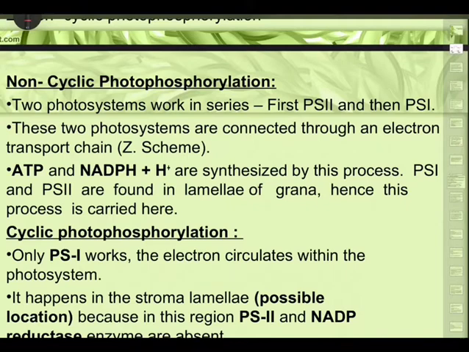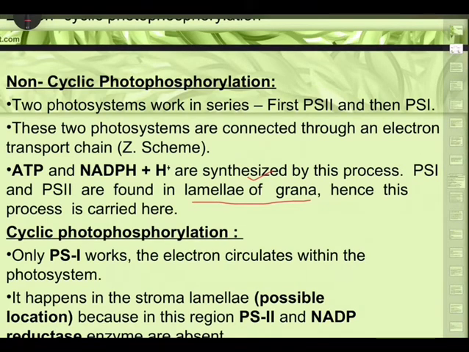And what happens in this? The difference between non-cyclic photophosphorylation and cyclic photophosphorylation. So two photosystems work in series. First it is PS2 and then PS1, then only the Z scheme. These two photosystems are connected through the electron transport chain, in the shape of a Z. ATP and NADPH plus H plus are synthesized by this process. PS1 is P700, PS2 is P680, both are involved.